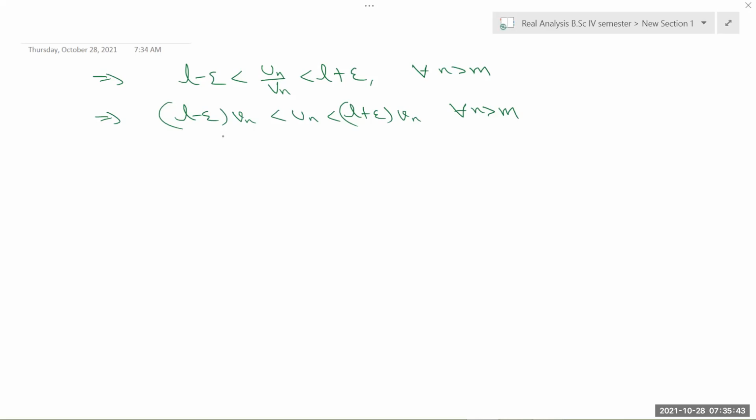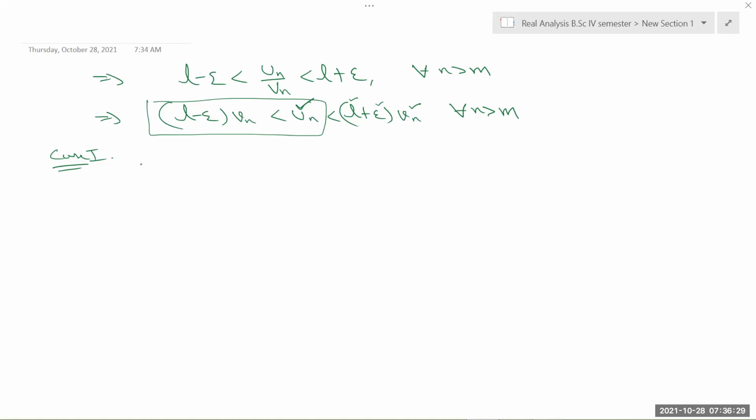So one can observe here that the nature of Un will depend on Vn, because L is a fixed real number. Epsilon, for a given epsilon, this is going to be fixed. L plus epsilon is going to be a constant because both are real numbers. Sum of two real numbers is going to be a real number. So from here, one can discuss different cases. Depending on, see, if we look at this one, let us look at this.